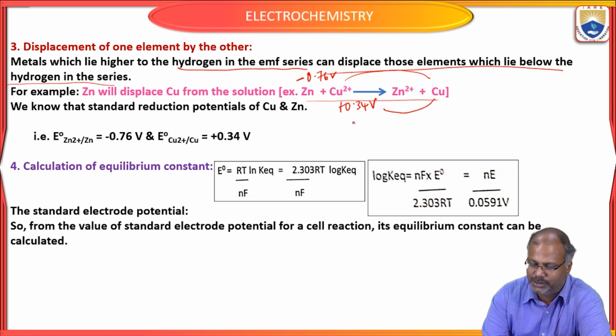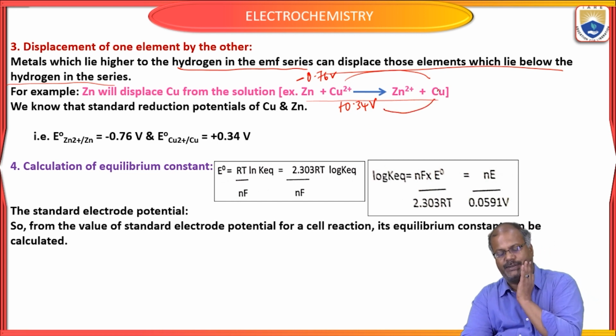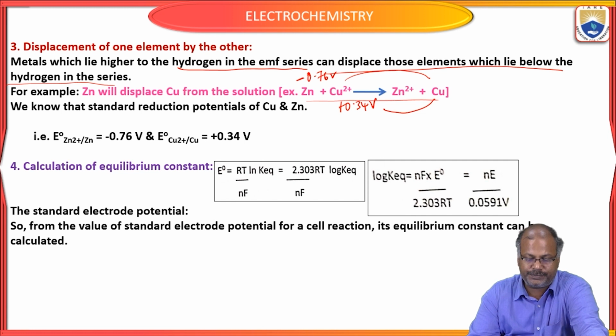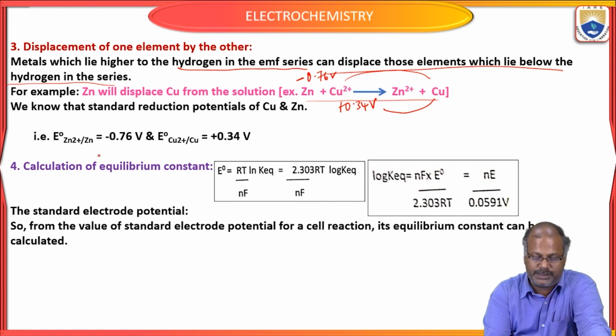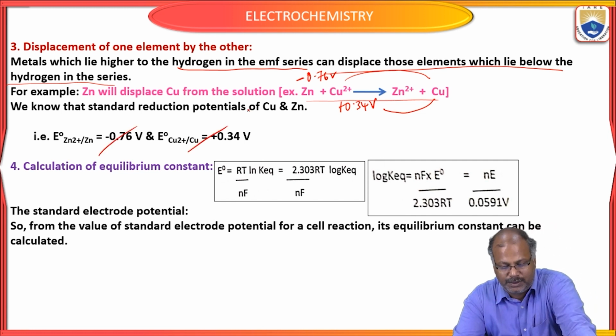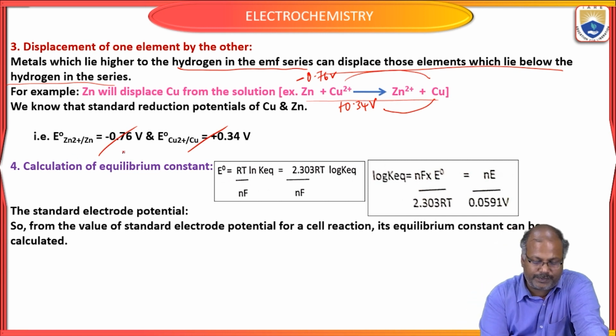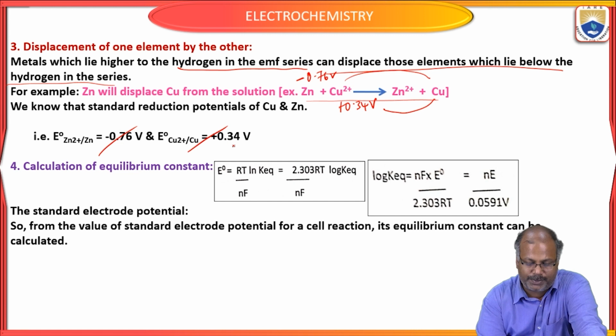So copper is actually displaced from the copper 2 plus solution. Zinc will displace copper from the solution. So this is the standard reduction potential of zinc, minus 0.76, and copper, plus 0.34.